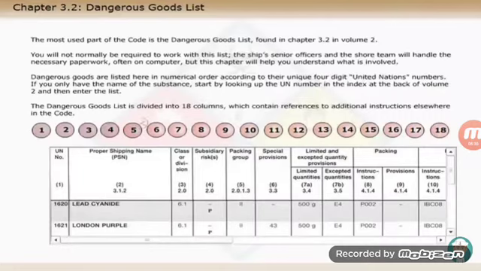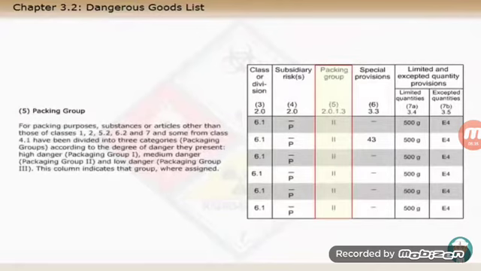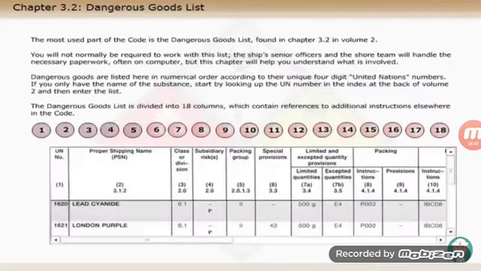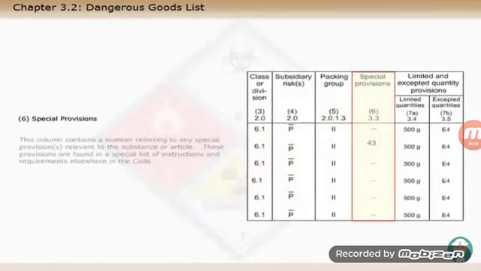For packing purposes, substances or articles of certain groups have been divided into 3 categories, or packaging groups, according to the degree of danger they present. High danger, Group 1, medium danger, Group 2, and low danger, Group 3. This column contains a number referring to any special provisions relevant to the substance or article.